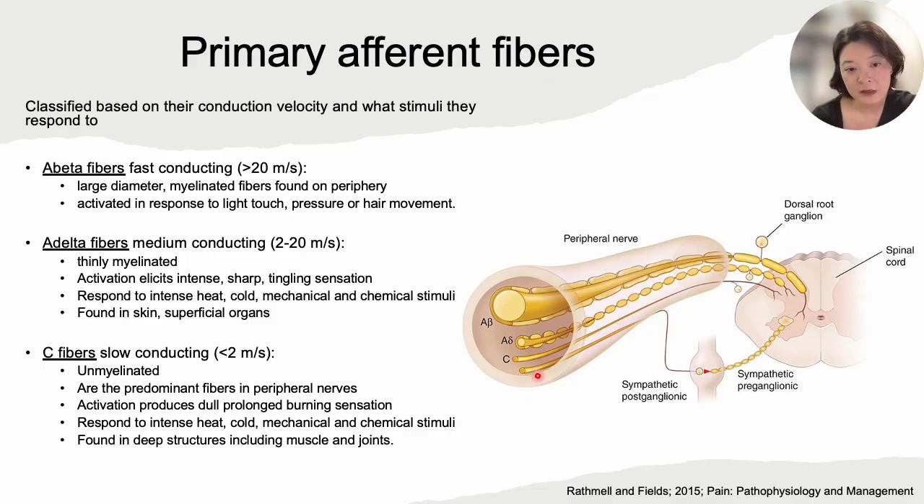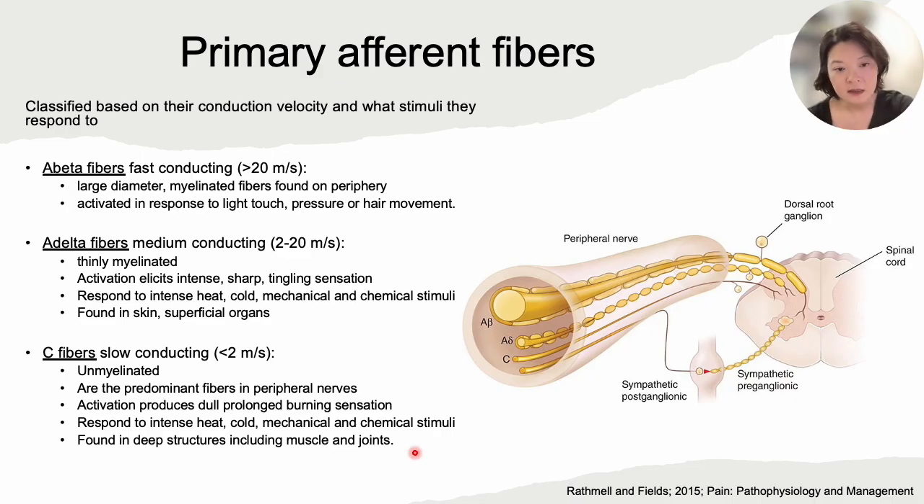Now, C fibers are the slowest conducting, and they are unmyelinated. They are the predominant fibers in the peripheral nerves, and their activation produces a dull, prolonged burning sensation. These fibers also respond to intense heat, cold, mechanical, and chemical stimuli similar to the A-delta fibers. And then these C fibers are found in deep structures, including muscles and joints.